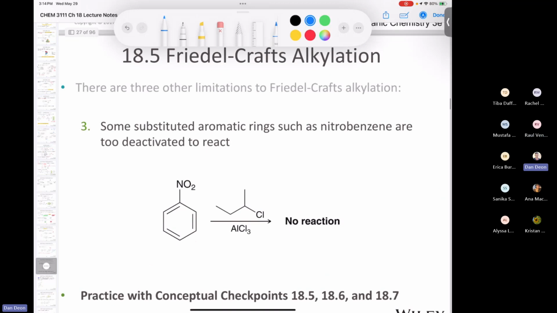And then it says here, some substituted aromatic rings like nitrobenzene are just too deactivated to react. You know that nitro is an electron withdrawing group, and it pulls electron density away so hard from the aromatic ring that it can't act as a nucleophile. It just won't react at all. So whenever you see a nitro group on your aromatic ring, you're probably not going to do a Friedel-Crafts reaction.